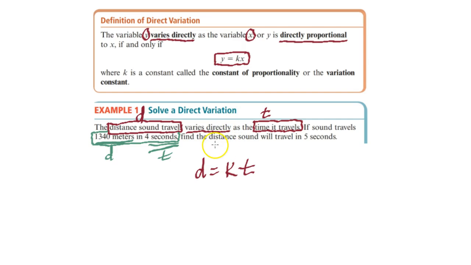So we can substitute 1,340 in for d and 4 in for t, and we can solve for k. So k is equal to 1,340 divided by 4. I'll plug that into my calculator right now. 1,340 divided by 4, and I get 335. So we have just determined that the constant of proportionality is 335.